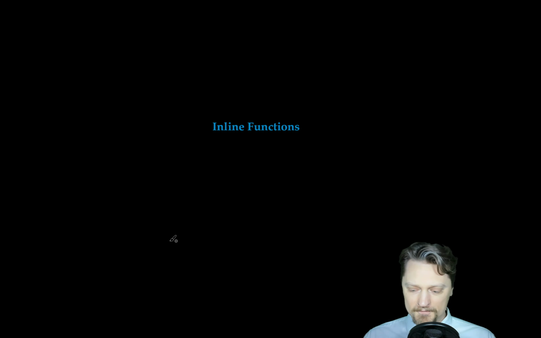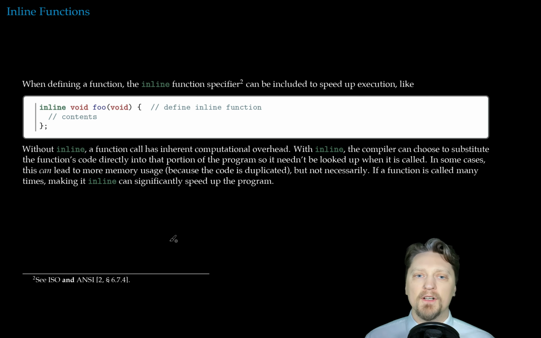Inline functions. When defining a function, the inline specifier can be included to speed up execution, like this. So inline, void being the return type, foo(void) being the argument type, so none, and then the contents of your function. So, the inline keyword. Without inline, a function call has inherent computational overhead. With inline, the compiler can choose to substitute the function's code directly into that portion of the program, so it needn't be looked up when it is called.